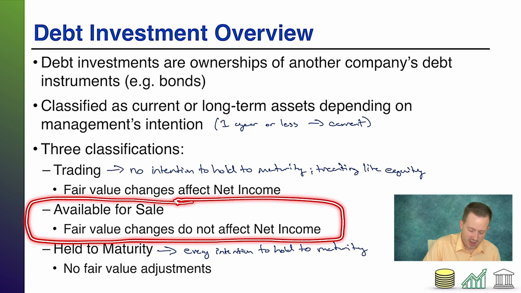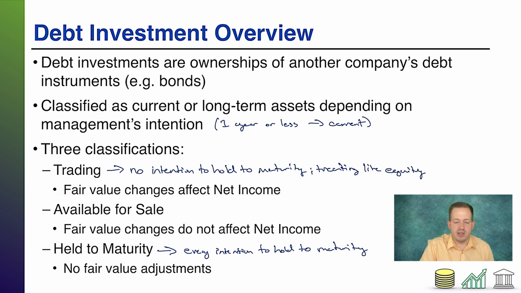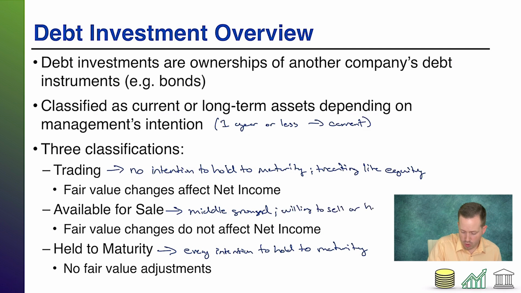Available for sale. Available for sale is essentially the hybrid of these two extremes. Available for sale means, we don't know if we're going to hold it to maturity. We might, but if the right offer comes along, we're willing to sell it. It's available for sale. We're not actively pursuing sale, then we'd be trading. And we're not actively holding to maturity, that would be held to maturity. We are simply holding it and it's available to sell if the right offer comes along. That's available for sale. Okay, so this is kind of the middle ground between the other two extremes. Middle ground. Willing to sell or hold.